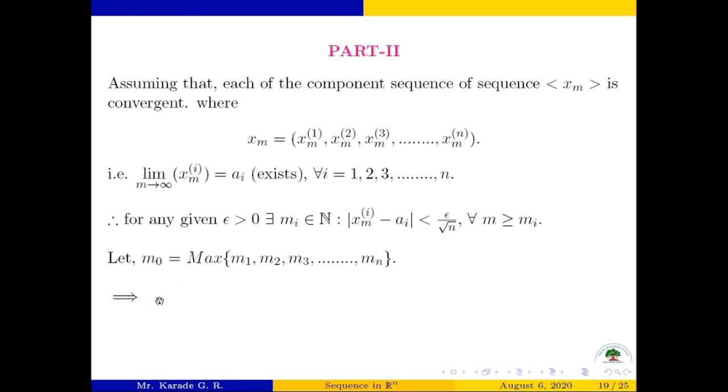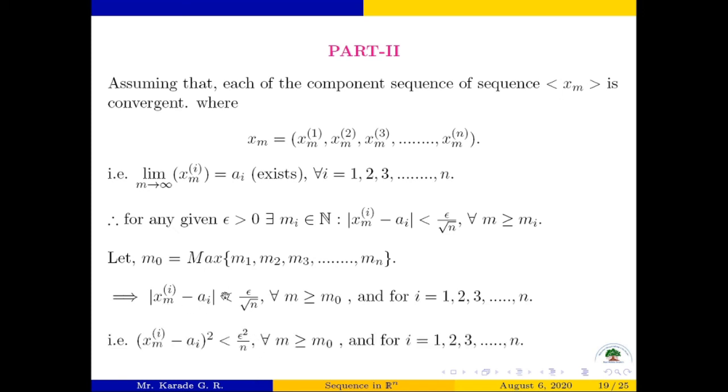So if I take m naught like this, then what happens? xmi minus ai is less than epsilon upon n, and this will be true for all m greater than or equal to mi. Since we are taking m naught to be the maximum of all these mi, this inequality will be true for all m greater than or equal to m naught, and for all i equal to 1 to n. If I square both sides of this inequality, then we have (xmi minus ai) squared less than epsilon squared upon n for all m greater than or equal to m naught, and for all i equal to 1 to n.